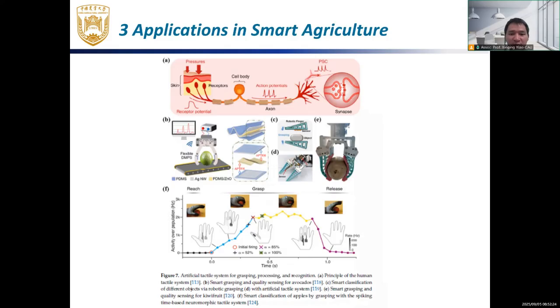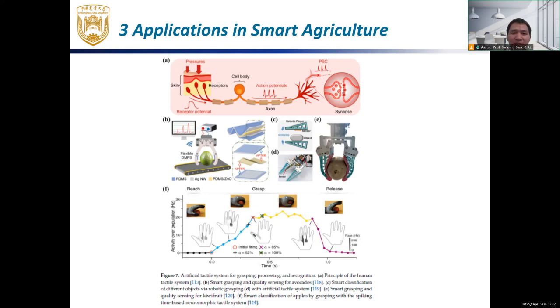So this is just a human tactile system, and based on this, we can realize smart grasping and quality sensing for avocados, just like figure B. And also we can have smart classification of different objects by robotic grasping, just like in the pictures. And also with the artificial tactile system, we can have smart grasping and classification for kiwi fruit and apples, and also with the spiking time-based neurological system. So it's a very promising method.